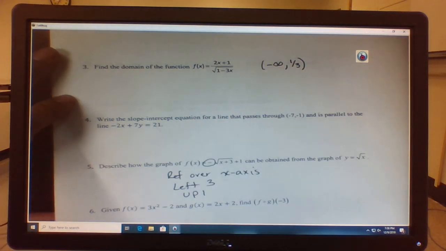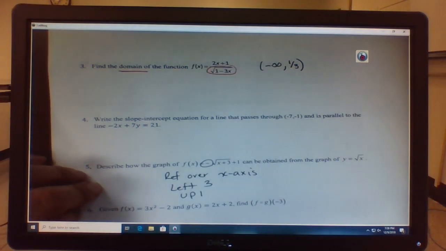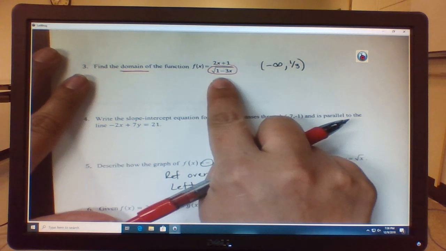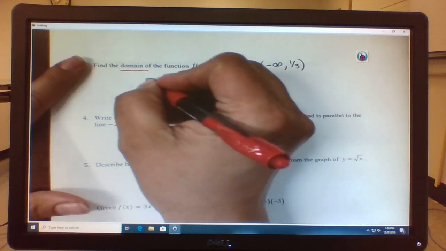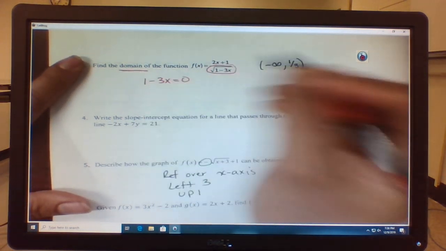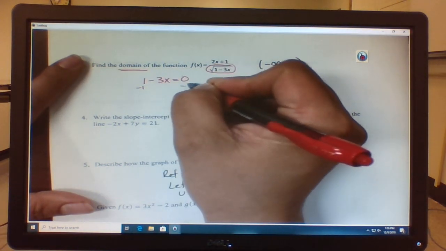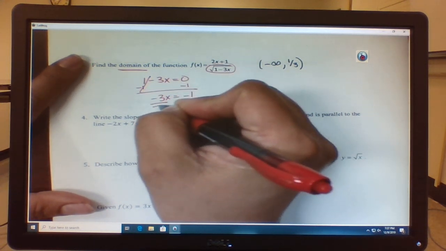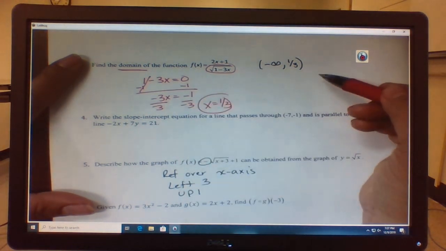When we are talking about domains, we have to look at only your denominator. Now, your denominator could never be a 0 when you have a fraction, okay? So the first thing you need to know is what's going to make this a 0. And for right now, we forget about the square root. We're just looking at 1 minus 3x equals 0. Set your denominator equal to 0 to see what makes it a 0. We subtract 1. Negative 3x equals negative 1. We divide by negative 3. So I get x is 1/3. So this is why I have a 1/3 there.